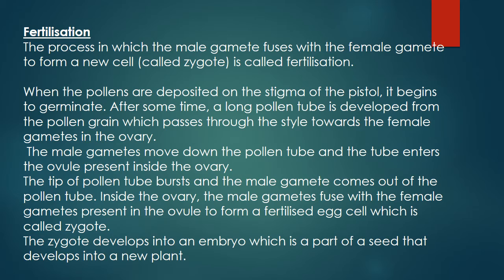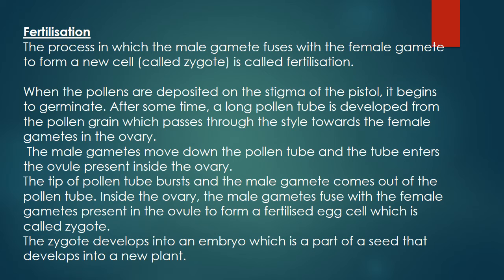So when the pollen is deposited on the stigma of the pistil, it begins to germinate, and after some time a long pollen tube develops from the pollen grain, which passes through the style towards the female gametes in the ovary. The male gametes move down the pollen tube and the tube enters the ovule inside the ovary. The tip of the pollen tube bursts and the male gametes come out of the pollen tube.